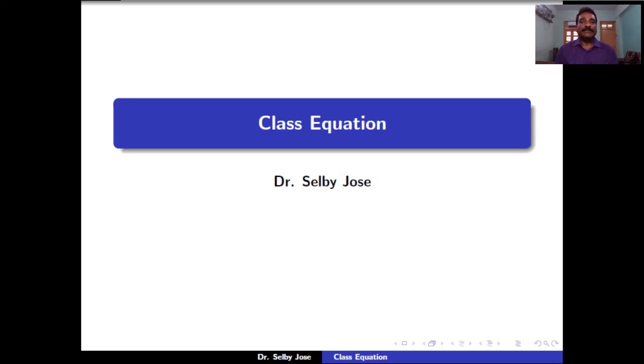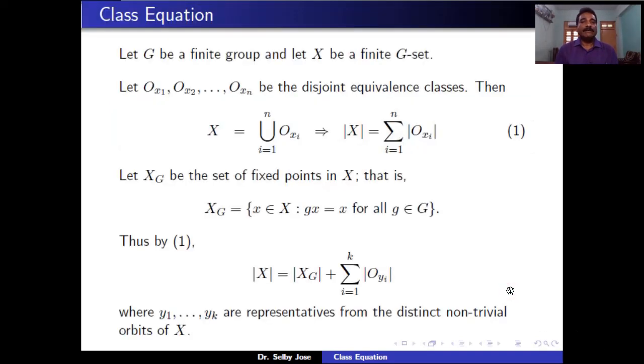In the last session, we have seen that G-equivalence is an equivalence relation on X. This equivalence relation partitions X into disjoint equivalence classes. But we know that X is finite. Therefore, the number of disjoint equivalence classes is also finite. Let Ox1, Ox2, etc., Oxn be the disjoint equivalence classes. Then we can write X as the disjoint union of the Oxi, that means the union for i equal to 1 to n of Oxi. And since the Oxi are disjoint, the number of elements in X is the same as the sum of the number of elements of Oxi.